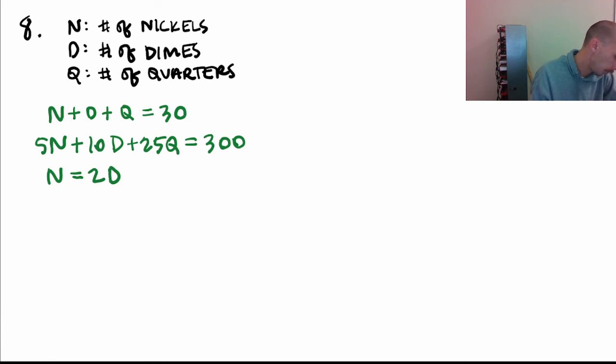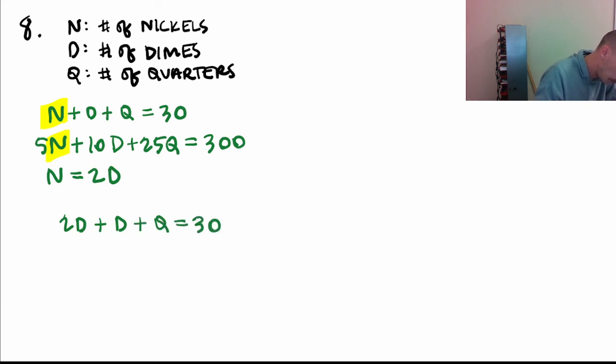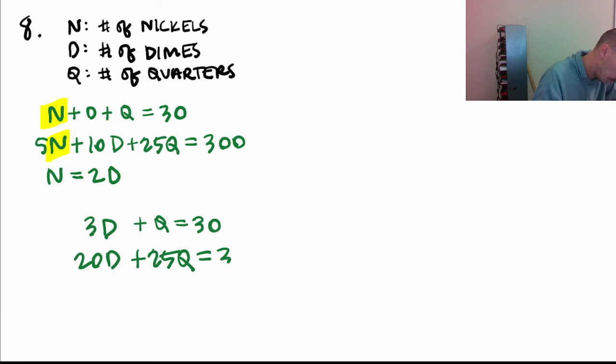All right, so we're just going to use substitution. 2 times D here and there. And so I'll have 2D plus another D plus Q equals 30. So it's going to be a total of 3D plus Q equals 30. And then when I substitute 2D for N in the second equation, I'm going to have 5 times 2D is 10D, and another 10D, that's going to be 20 total D, plus 25Q, that's going to equal 300. And, well, looks possible. I don't know, but maybe it won't work when we go back to the other one.